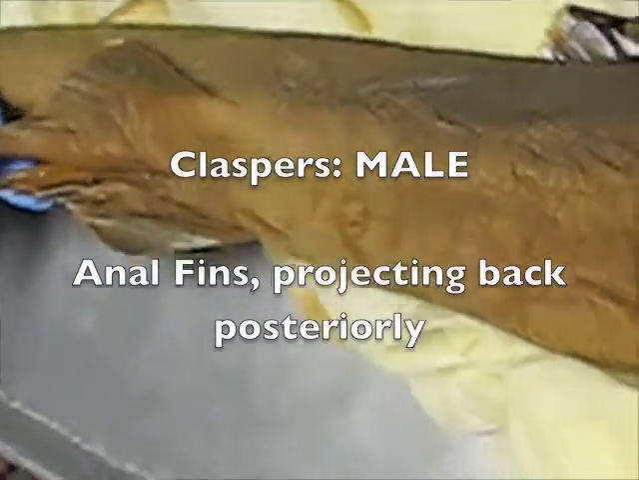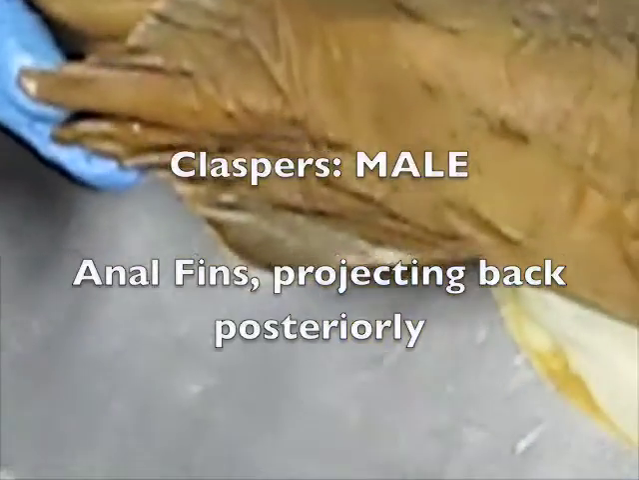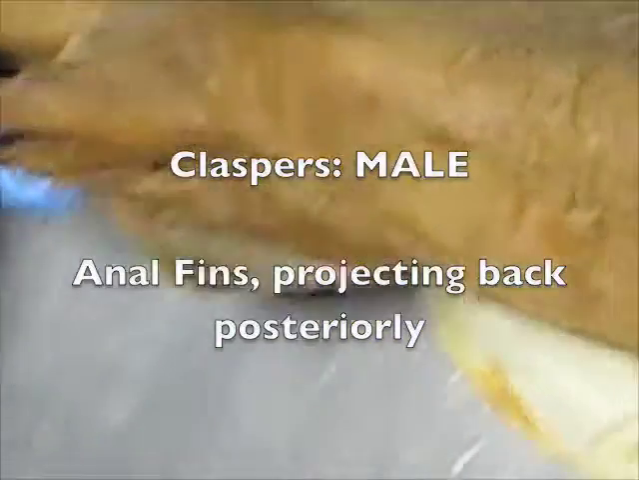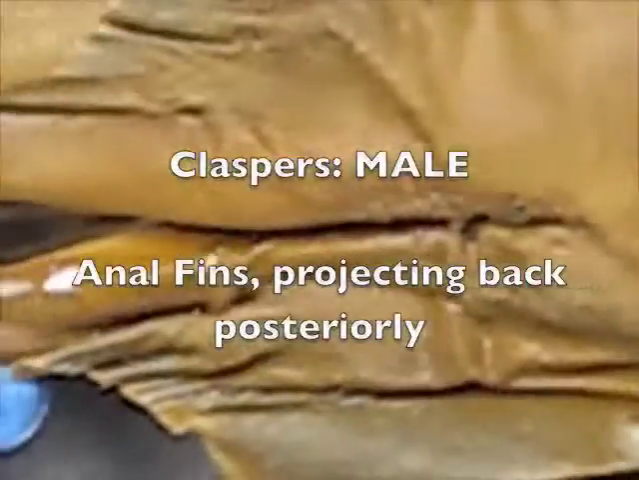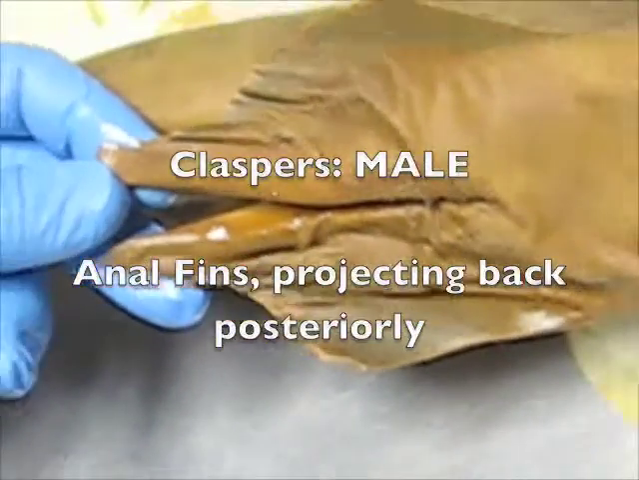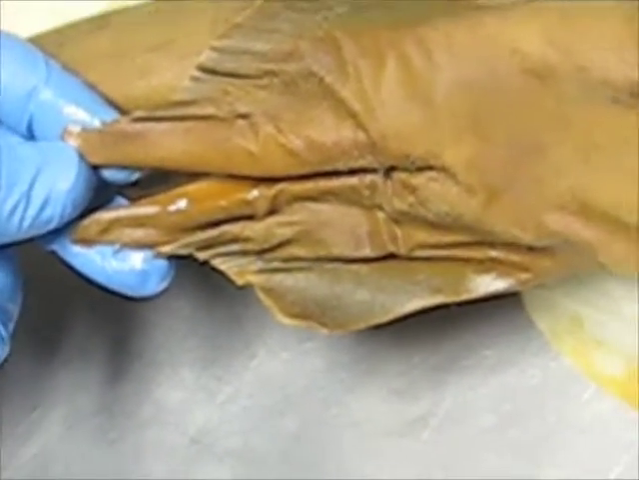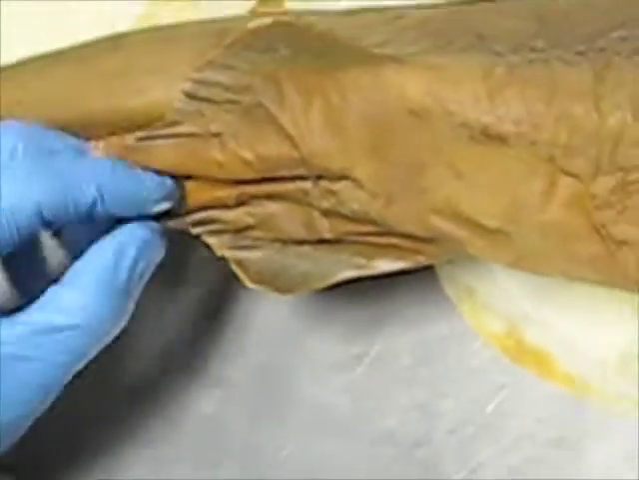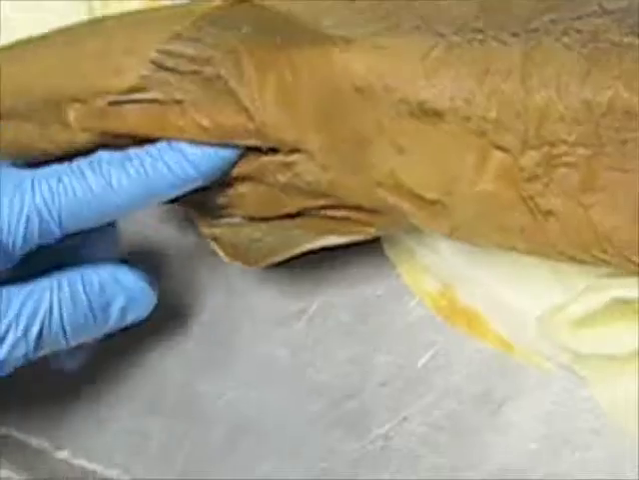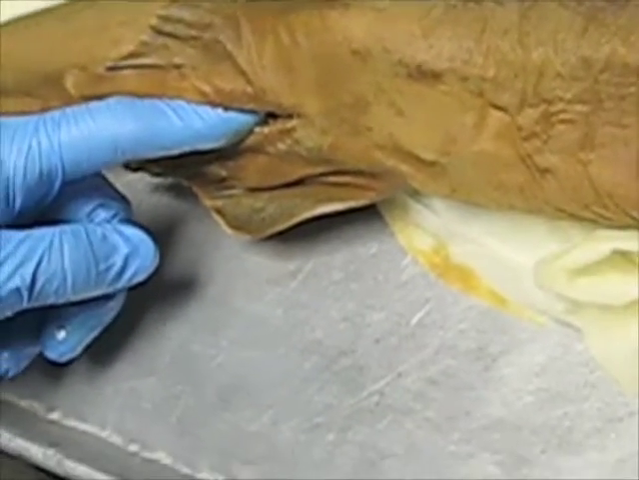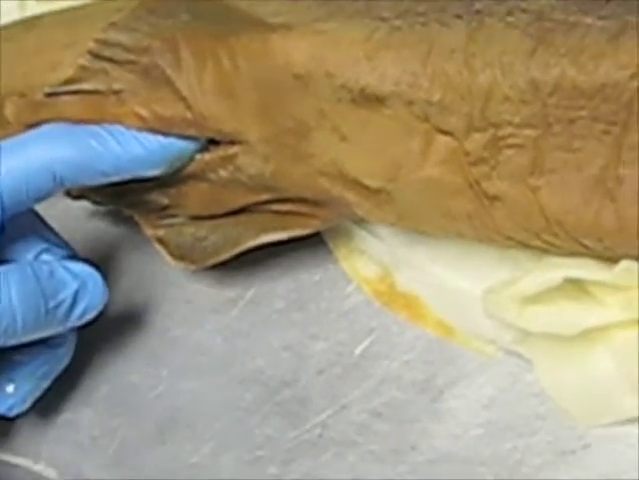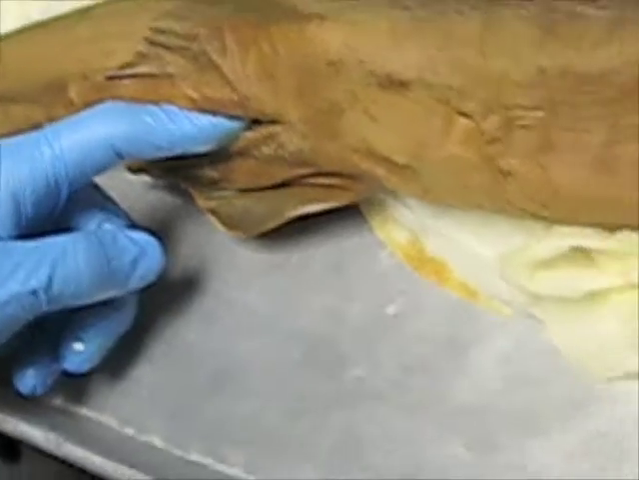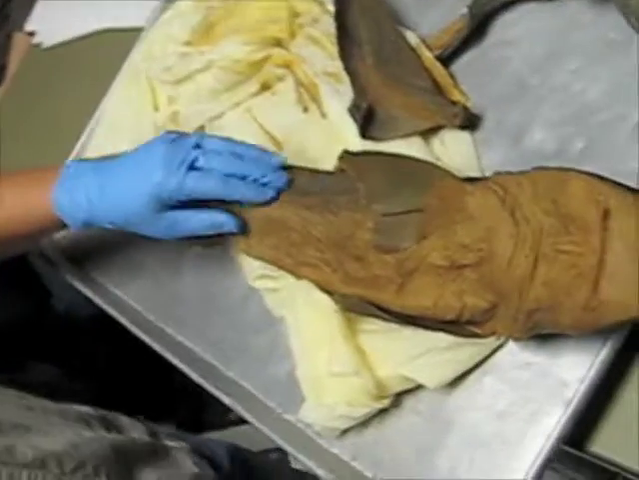All right, so here are the two anal fins that are projecting back posteriorly. These are the claspers. So this is how you can tell that you're looking at a male versus a female. The female is not going to have these claspers on here. You guys have a common urogenital opening right here. This is the cloaca. So both reproductive and waste products come through this actual opening.